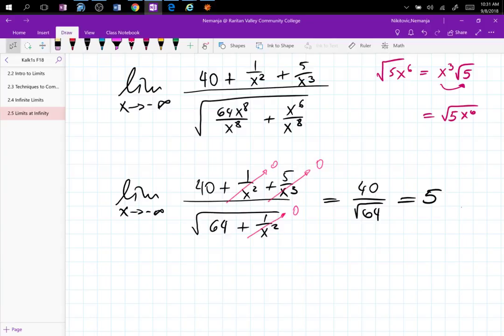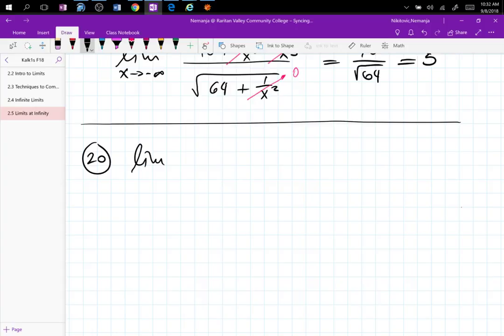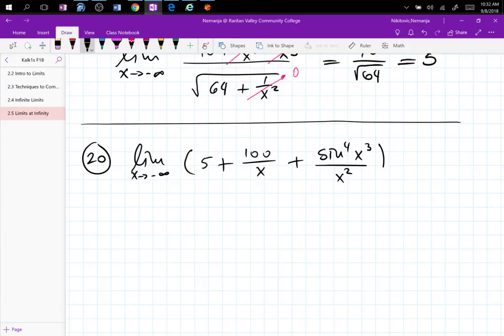This one is really cool. And it's cool in my book. You might think different things are cool. So problem 20 from the textbook says the limit x goes to negative infinity again. Nice. X goes to negative infinity of 5 plus 100 over x plus sine to the 4 x cubed divided by x squared. I love it.